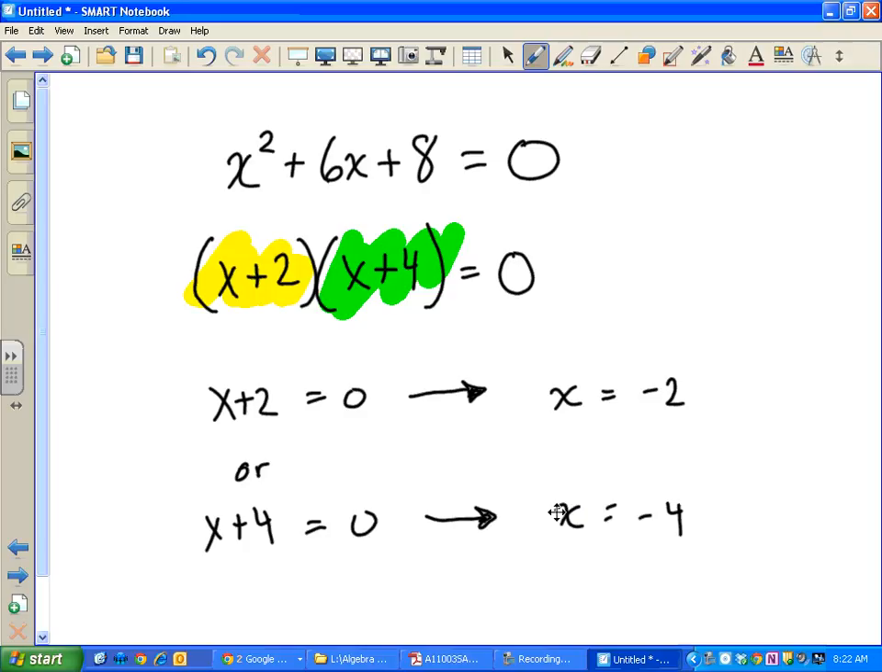And what's the answer for this one, everybody? X equals -4. Boom. So what are these called? These are the zeros. These are the solutions. These are the roots. These are the x-intercepts. Does that make sense for everybody?